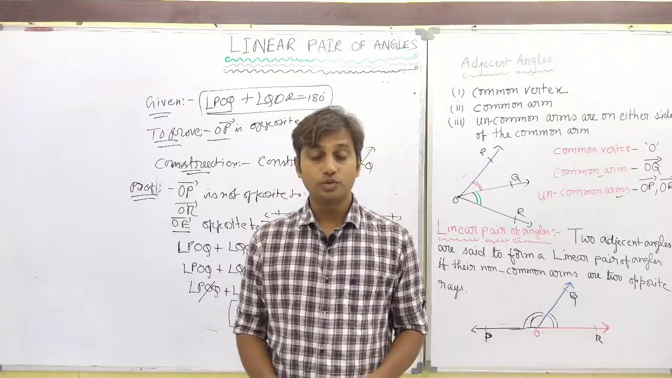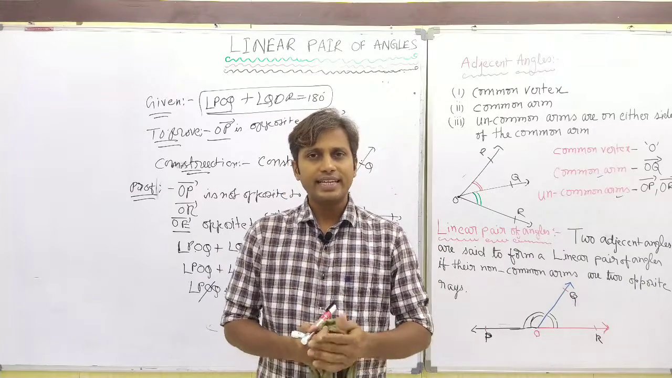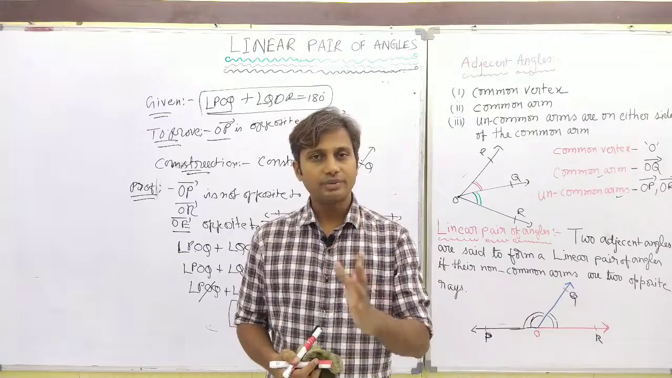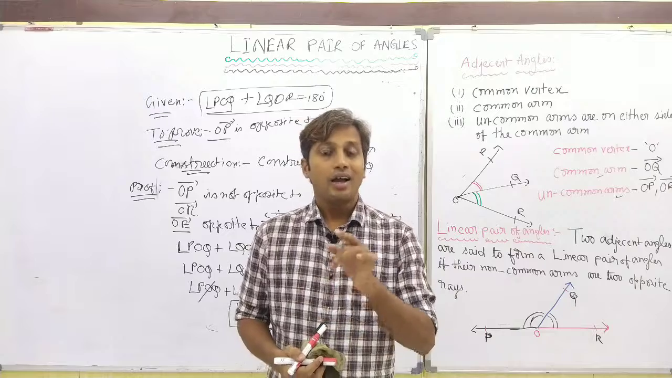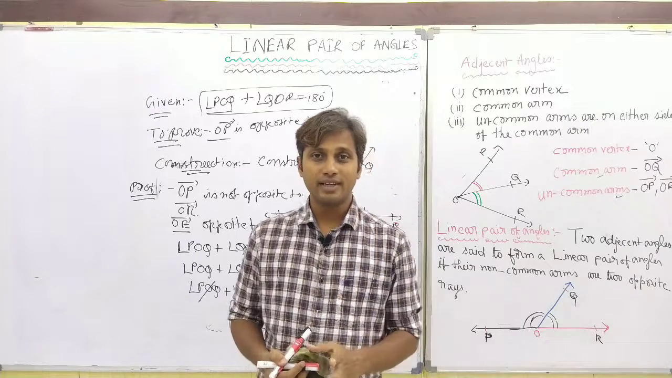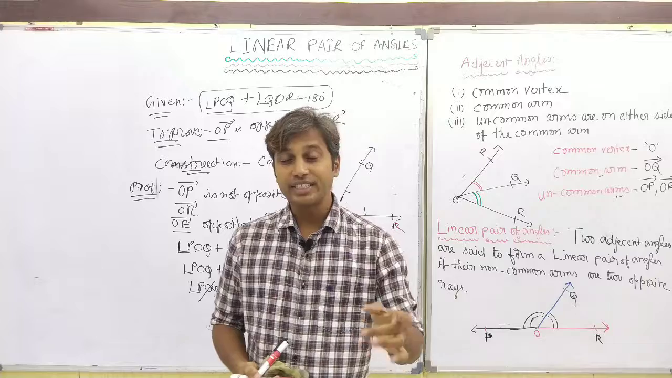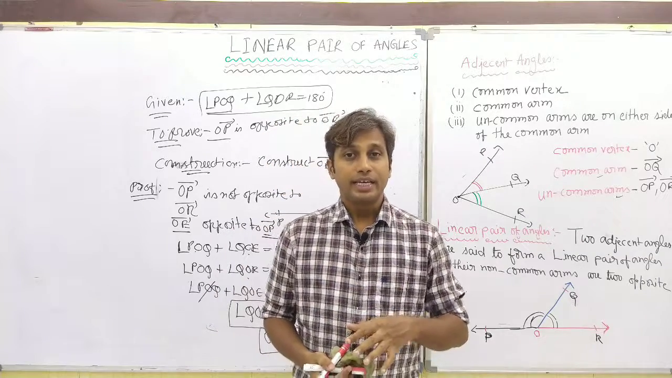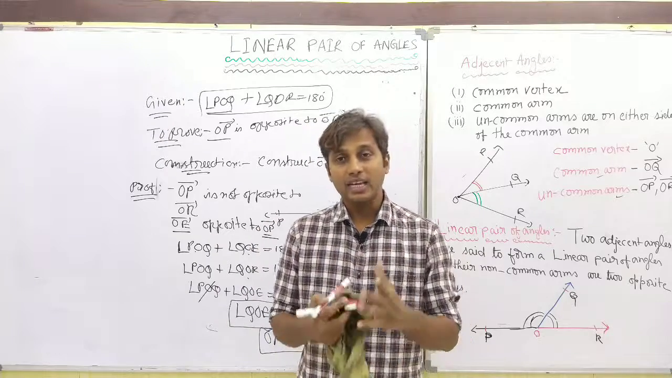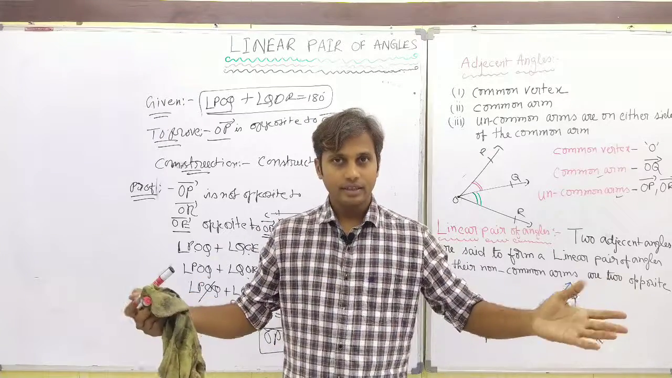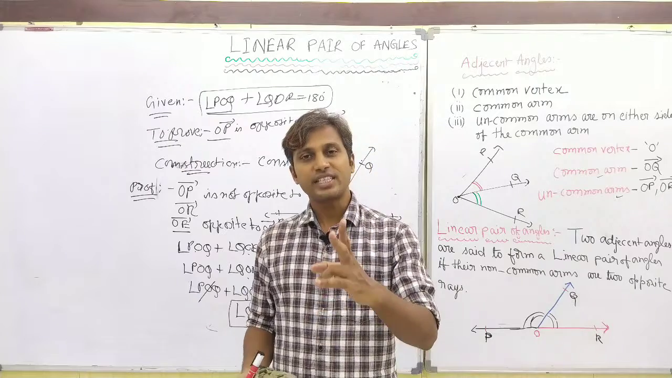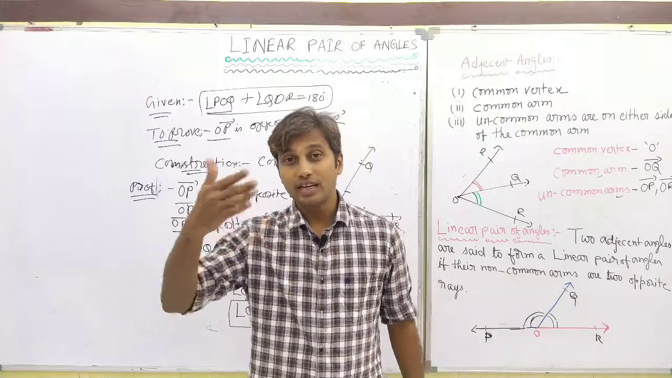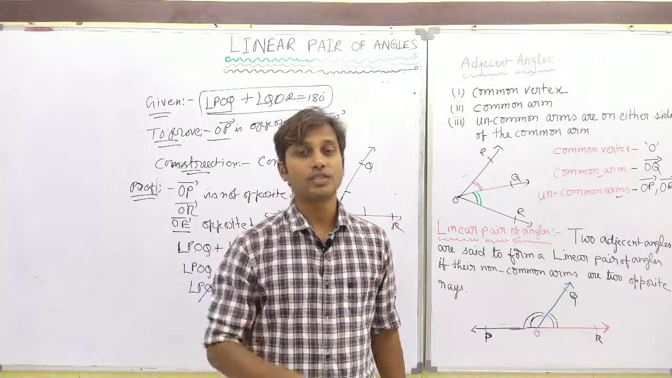Got it? So now from these two, the theorem and its converse, let us once again recollect the statements. What does the theorem say? Whenever two uncommon arms of adjacent angles are oppositely directed, then the sum of the adjacent angles is 180 degrees. Now the converse: if the sum of the adjacent angles is 180 degrees, then the uncommon rays are oppositely directed. These two things we could successfully prove.